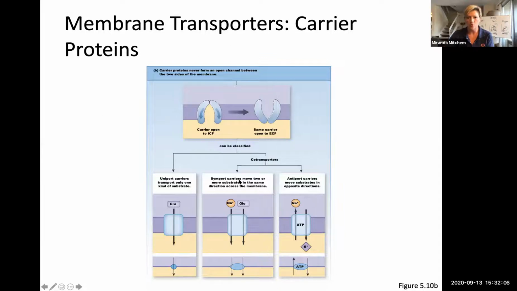Symport can move two or more things, but they're going in the same direction. So we've got a sodium glucose transporter that allows sodium and glucose to move from the extracellular environment to the intracellular environment, in this case by diffusion. And then we've got the example of an antiport carrier, meaning that they're going opposite directions. So we're moving two different things in opposite directions. And this is exemplified by the sodium-potassium pump. And this does require ATP, so this is not diffusion, it's active transport.